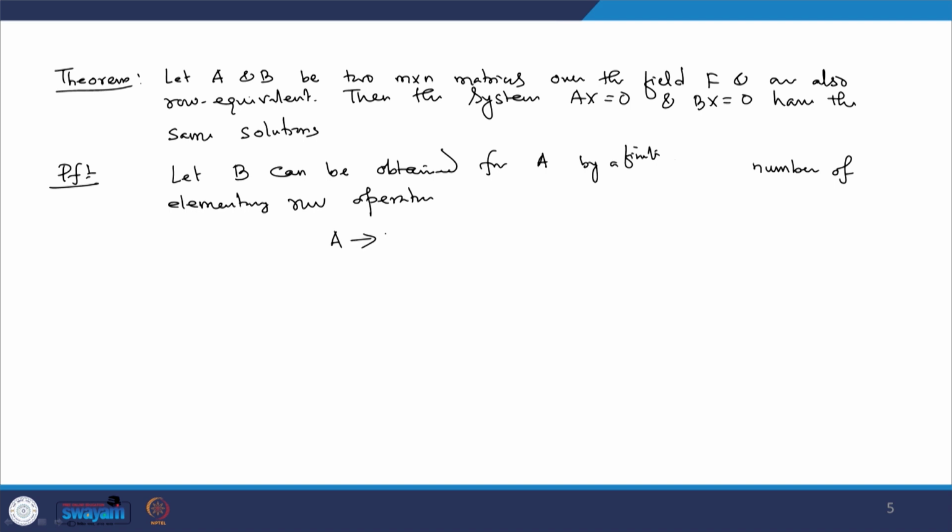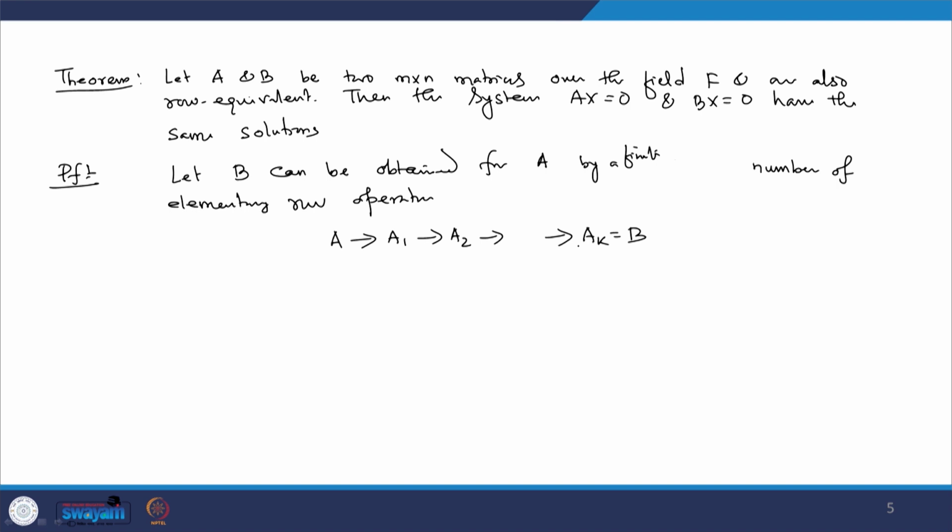A goes to A1, then goes to A2. When I am doing this elementary operation, I finally suppose at Ak, which is equal to B. So, if I say that the two matrices A and B are row equivalent, it means I can obtain one from the other by a finite number of elementary operations.